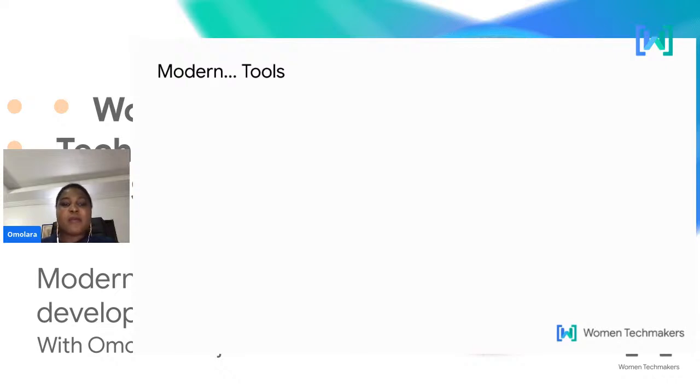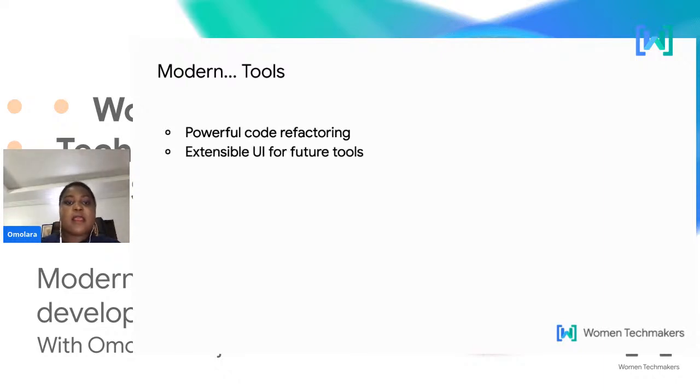All right, so some of the things that Android Studio offers: we have powerful code refactoring, which means you can easily find usages, you can remove unused code, you can rename across your entire project, and in fact you can convert Java code to Kotlin. That is a very, very powerful code refactoring tool.